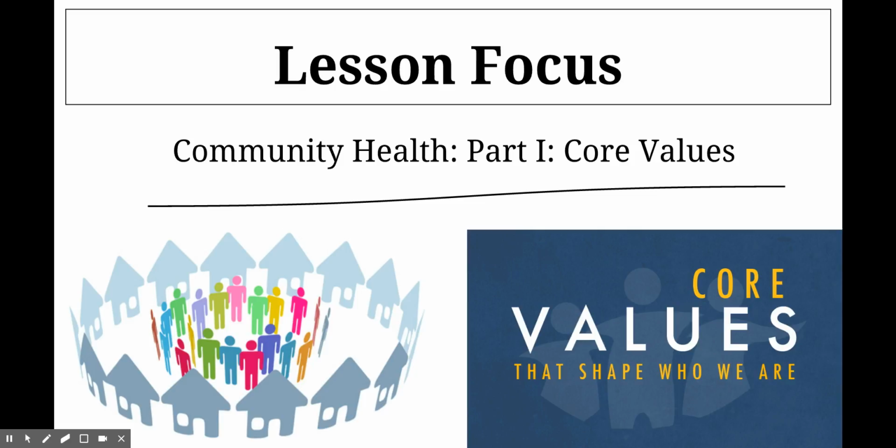When you see the words community health and core values, what words come to mind? For me, I think of the principles that guide my decisions and behaviors. For you, it might be words like honesty, integrity, and character. Please take a moment and write down some of your ideas on a blank piece of paper. Remember to click the pause button, otherwise this presentation will keep going. Also, remember to bring your notes to class.